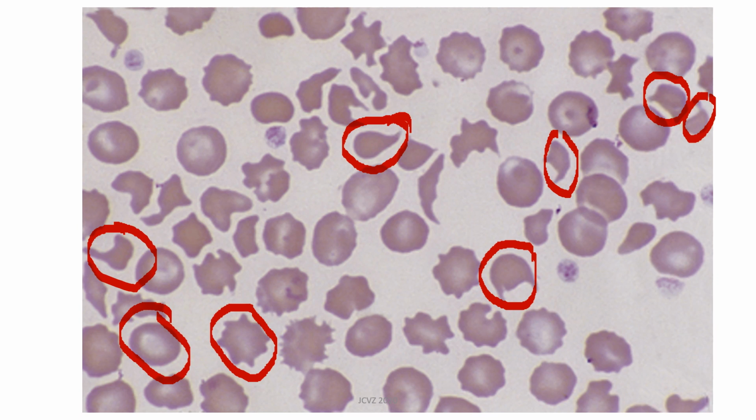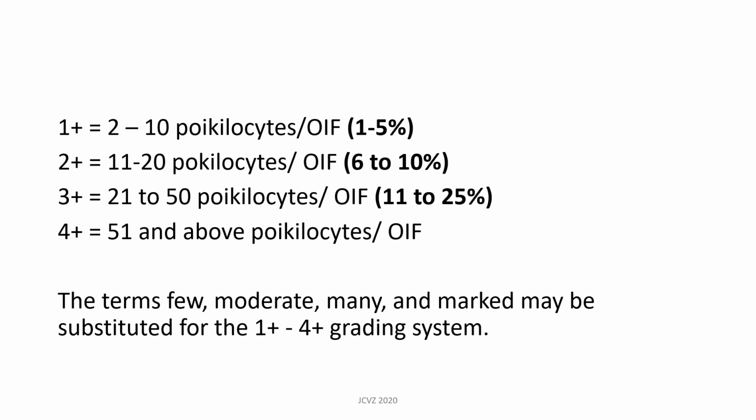So, guys, again, we have several types of poikilocytes. The ones I highlighted in this picture are just a few of the many poikilocytes that you need to study and know. If we want to determine the degree of poikilocytosis, what we need to do is to count the number of poikilocytes in 10 oil immersion fields. You get the total count and then divide it by 10 to get the average.